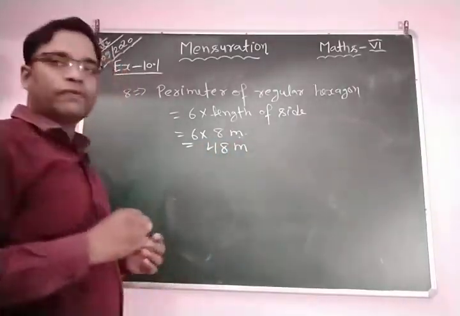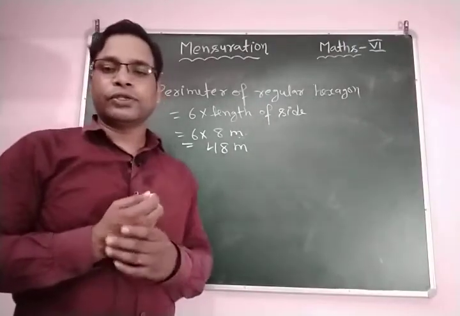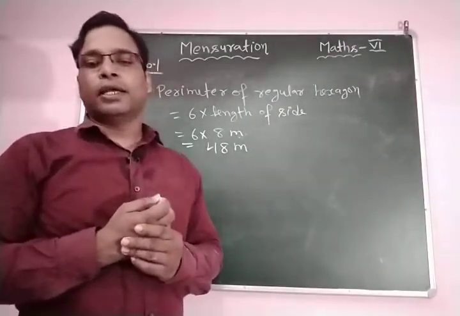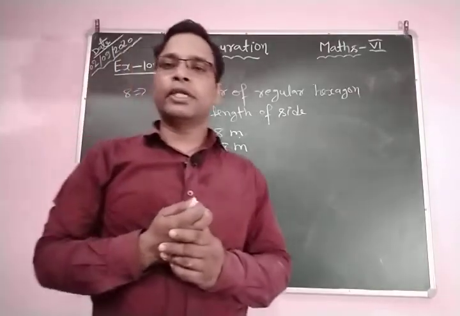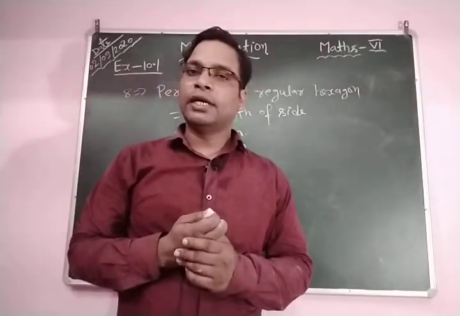So in this way you find question number 8. In question number 8, we need to find the perimeter of a regular hexagon whose side is given 8 meters.